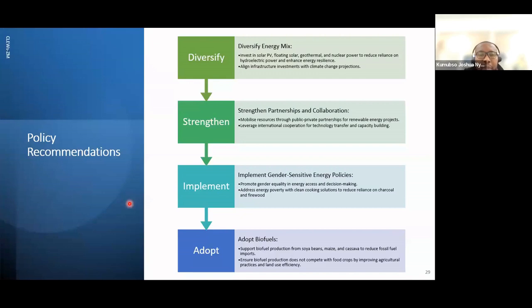Okay, some of the key policy recommendations were pretty much to diversify the energy mix, strengthen partnerships and collaboration, implement gender-sensitive energy policies, and adopt biofuels, but do it in a sustainable manner, such that we are ensuring that the policies are acting in a manner that is coherent.